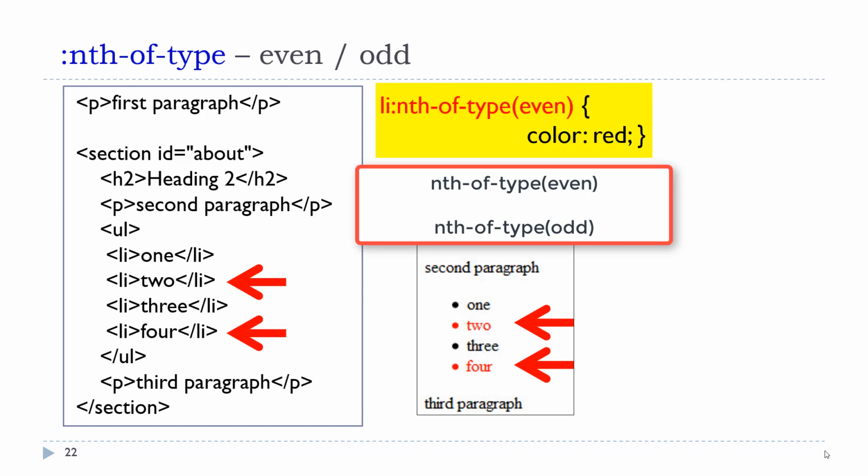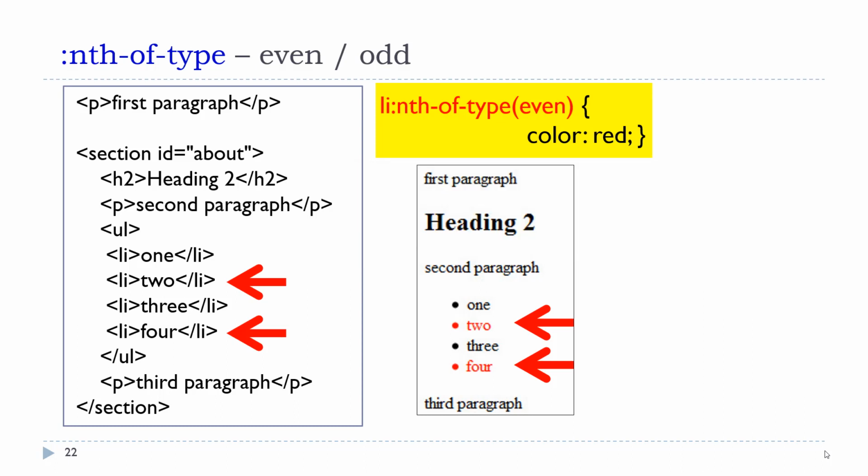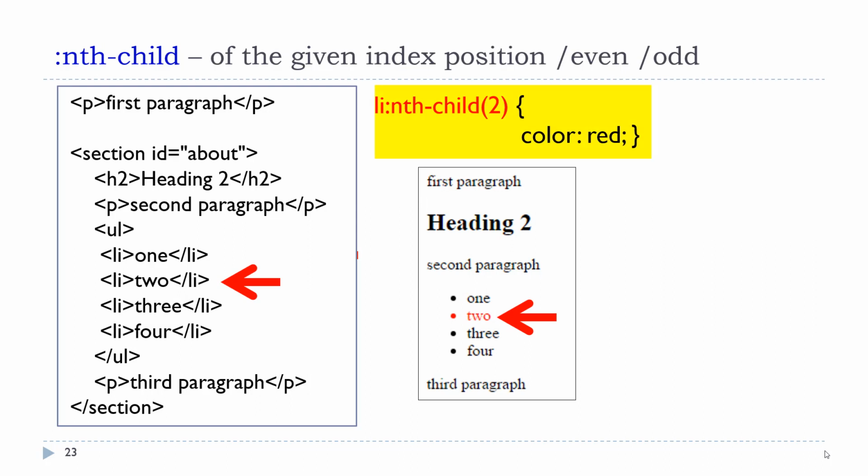We also have these very nice even and odd keywords that can be used with the nth-of-type, meaning we can target every other one depending on where we want to start. So here we have nth-of-type even, and we see the second and the fourth are indeed red. This is very nice for creating every other color rows in your tables. We also have the nth-child, which takes an index position, first, second, third, etc. So here we see that the second li is styled to be red.